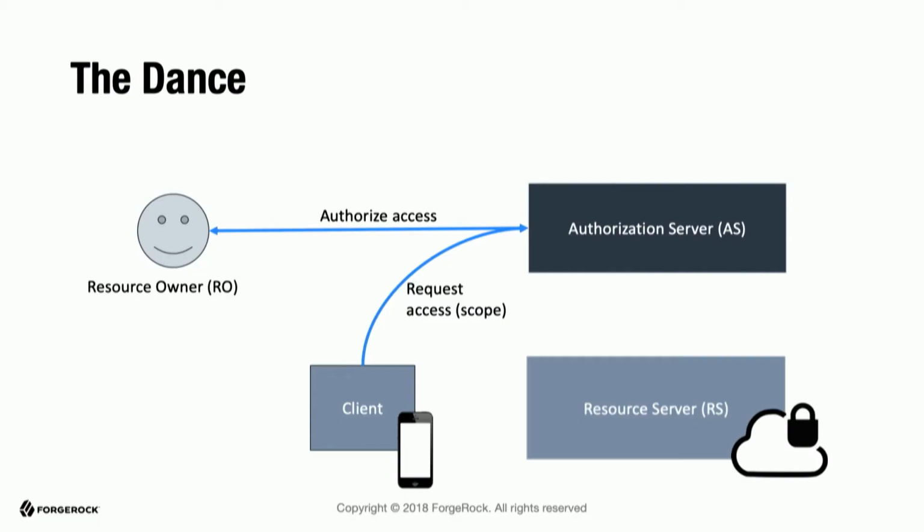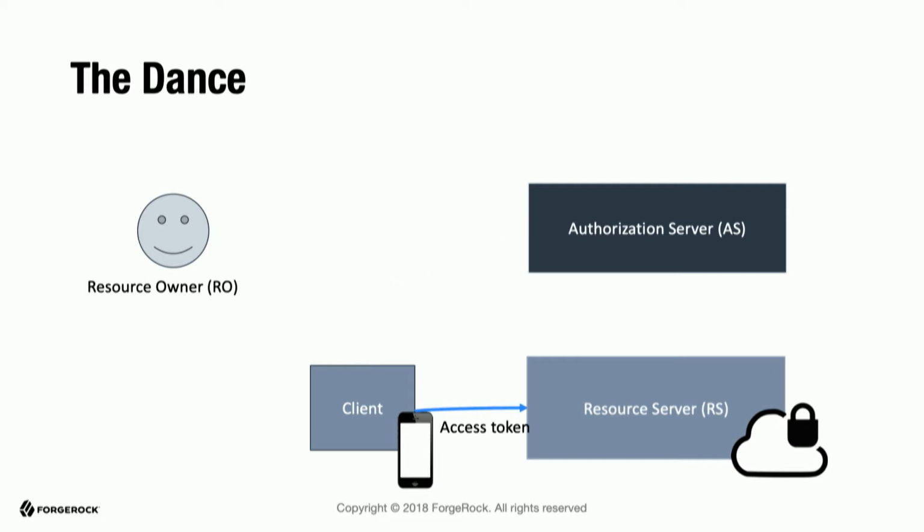stuff? The resource owner says yes, and so the authorization server issues an access token, which is a limited scope token that the client can then use to access your stuff on the resource server, and it never actually sees your credentials at all. So that's the basic idea.